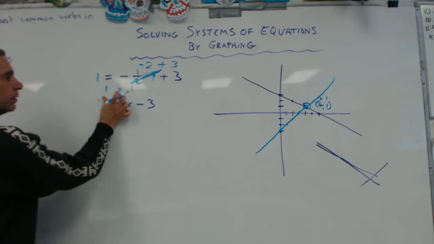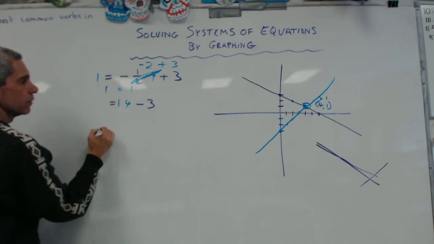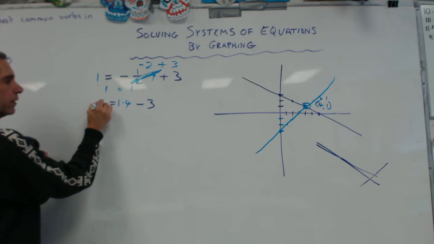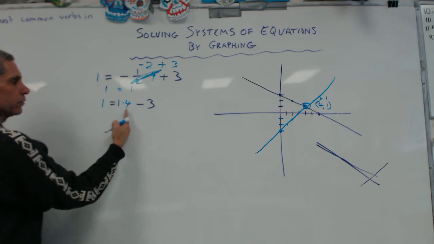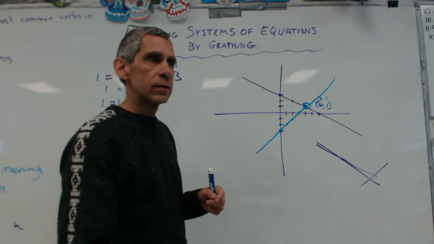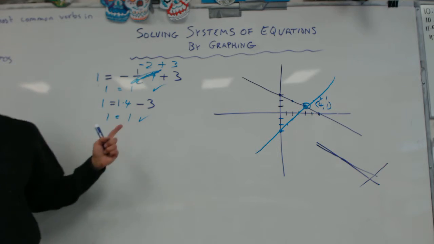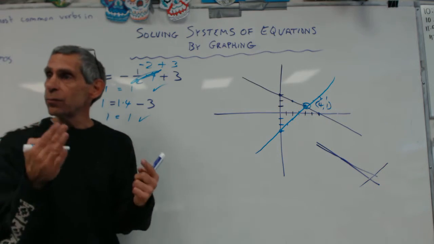Let's try this one. If this now becomes 4, 1 times 4, and this is 1, 4 minus 3 is 1. 1 equals 1. They both check. It's the only point in the universe where these two lines intersect. That's the point you're looking for.